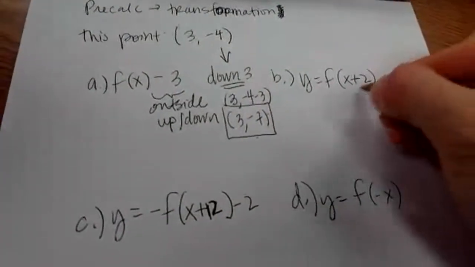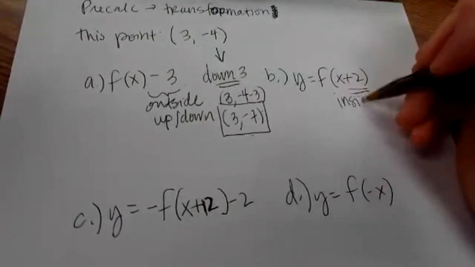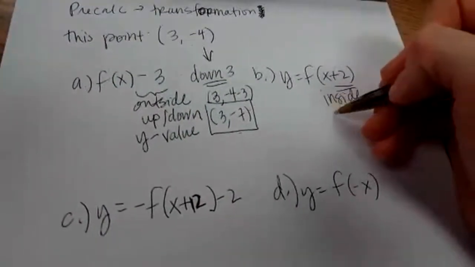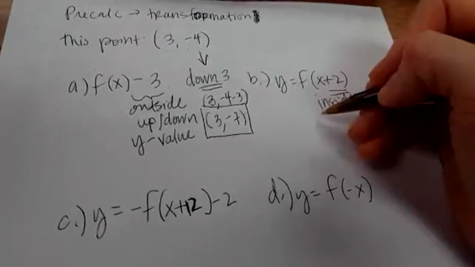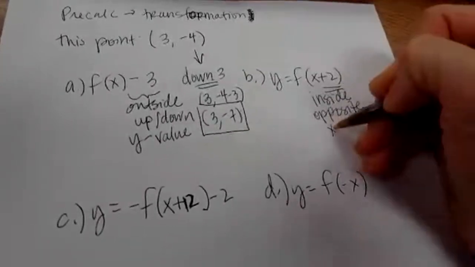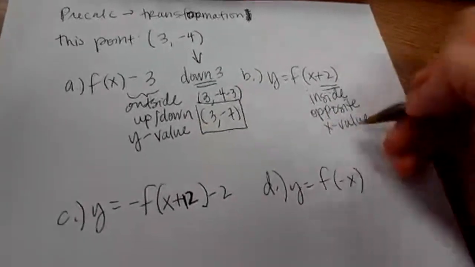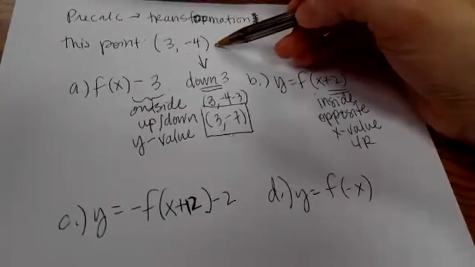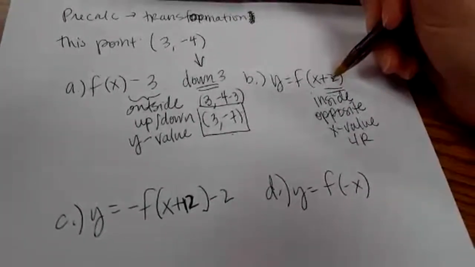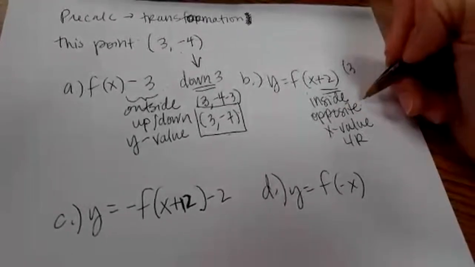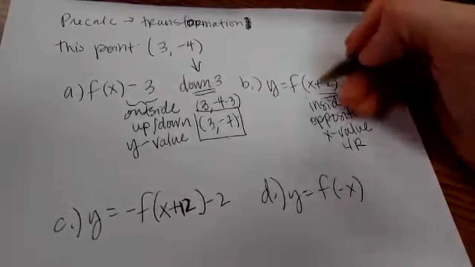Over here on this one, if it's inside, the inside has to do with your x value, since outside is your y value. But since the original equation has a negative in it, you have to do the opposite of what is inside. This will affect your x value, which affects your left, right. Looking at this point, we're not going to add 2, because I said opposite. So we're going to subtract 2. It actually means this is going to go left by 2.